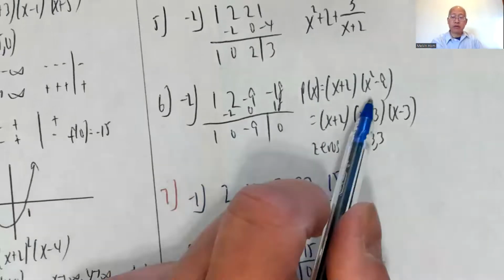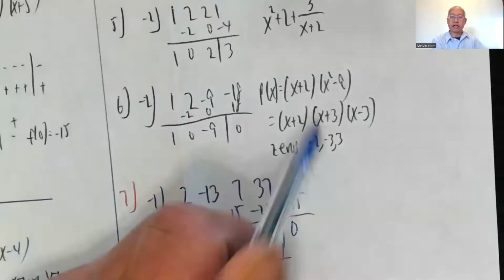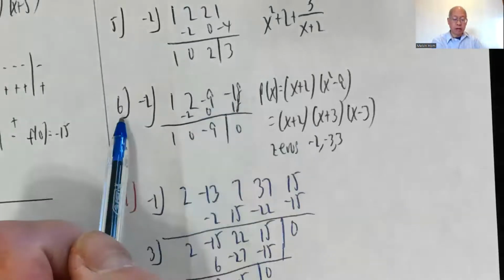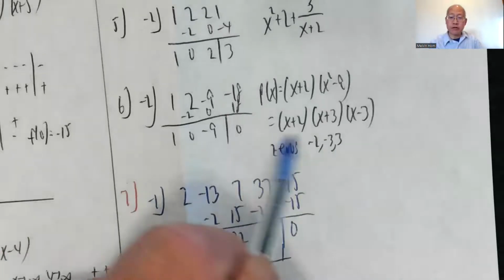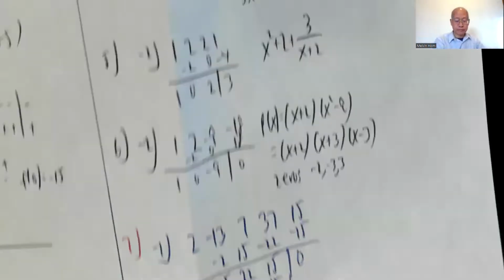So now my original polynomial is x plus 2. How do I read this? x squared minus 9. And I already know x squared minus 9 is x plus 3, x minus 3. So the original polynomial completely factored is this, and the zeros are negative 2, negative 3, and positive 3.